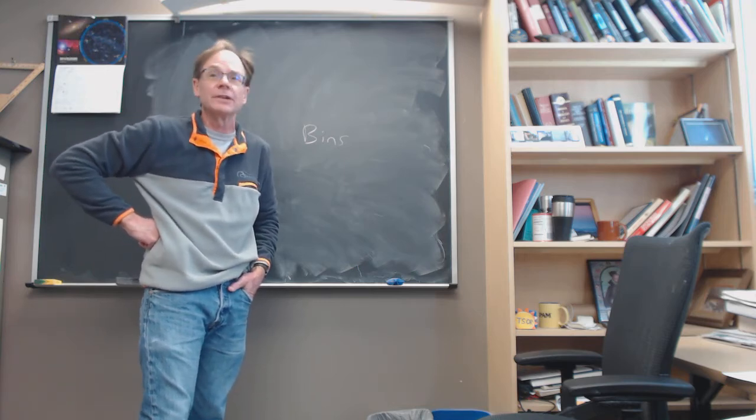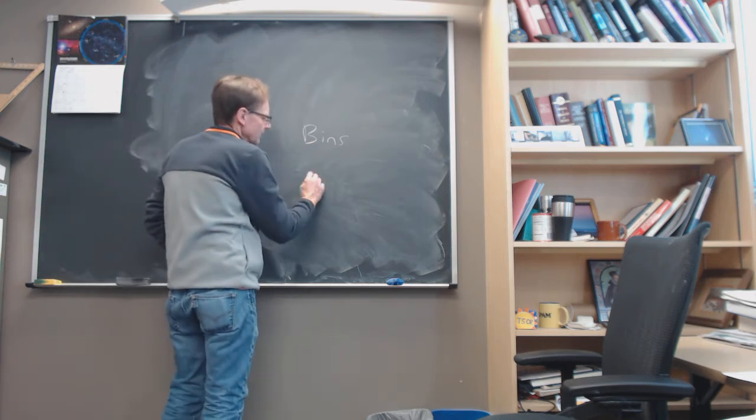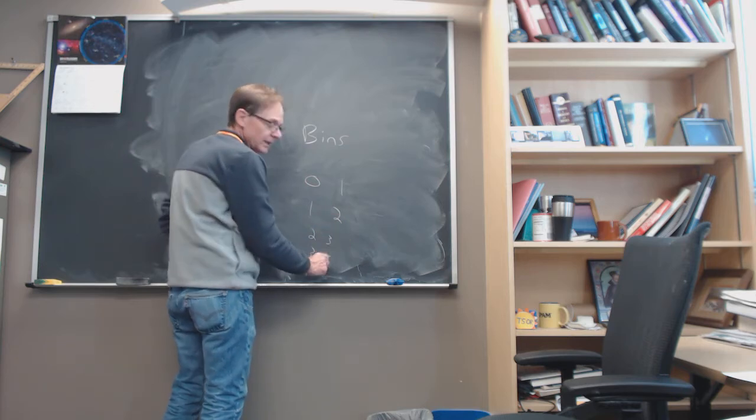That's probably going to be way too much. So probably 1 hour chunks of right ascension is good. And then you just count up. How many are between 0 and 1? How many are between 1 and 2? How many are between 2 and 3? And how many are between 3 and 4, etc.